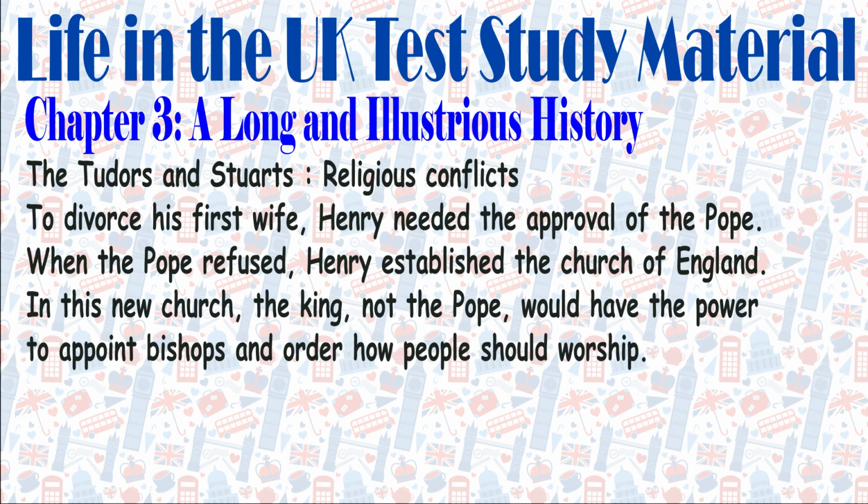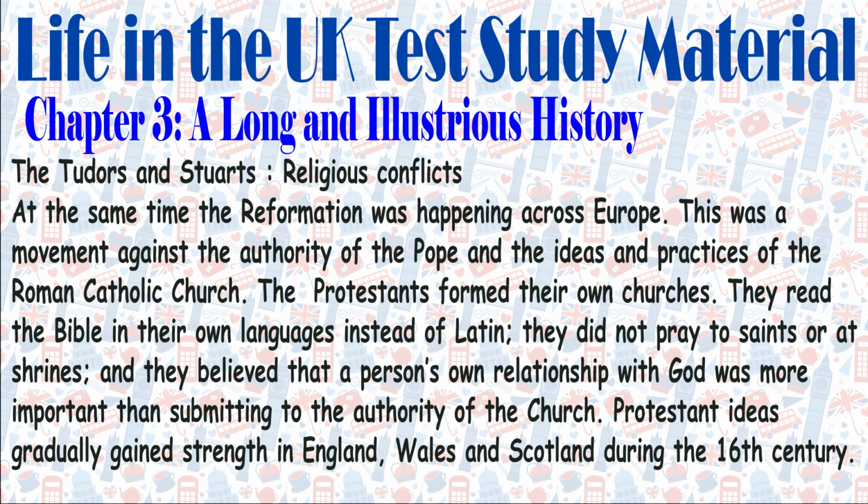To divorce his first wife, Henry needed the approval of the Pope. When the Pope refused, Henry established the Church of England. In this new church, the king, not the Pope, would have the power to appoint bishops and order how people should worship. At the same time, the Reformation was happening across Europe. This was a movement against the authority of the Pope and the ideas and practices of the Roman Catholic Church.